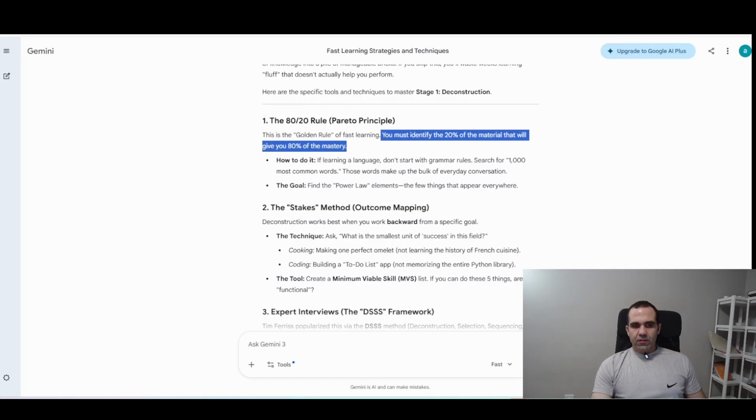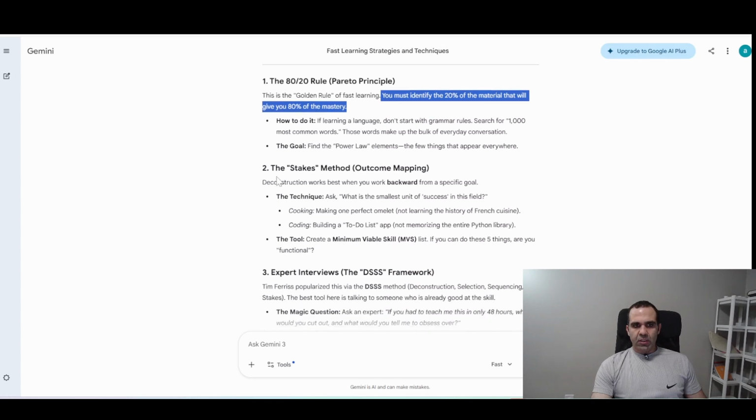Stakes method, so it says that, yeah, it was really interesting. Let's see the other two. The stakes method, outcome mapping. Deconstruction works best when you work backward from a specific goal. The technique: ask what is the smallest unit of success in this field. Cooking: making one perfect omelette, not learning the history of French cuisine.